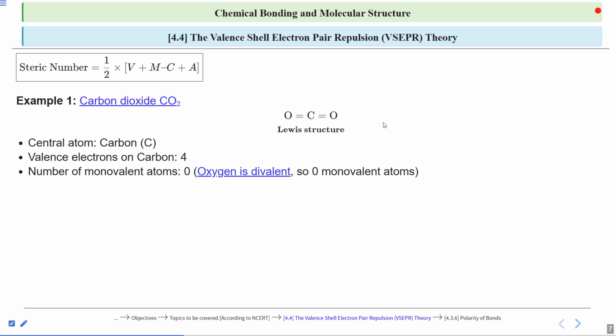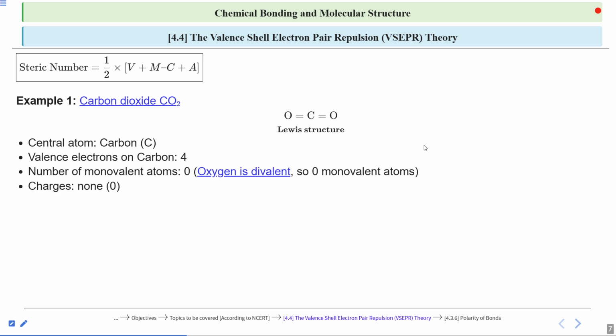Meanwhile, we got these 2 things, which are valence electrons and the number of monovalent atoms. Yes, the examples would be lithium, sodium, potassium. Yes. Can you think of non-metals also? So in this case, we can think of non-metals such as chlorine, fluorine, and so on. Right?